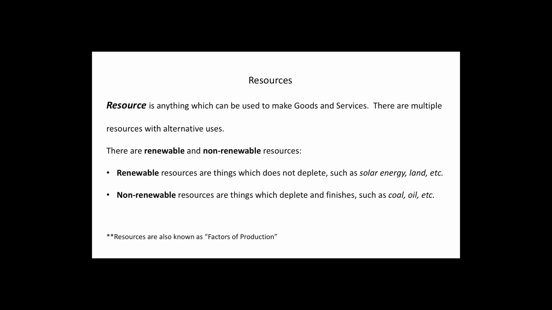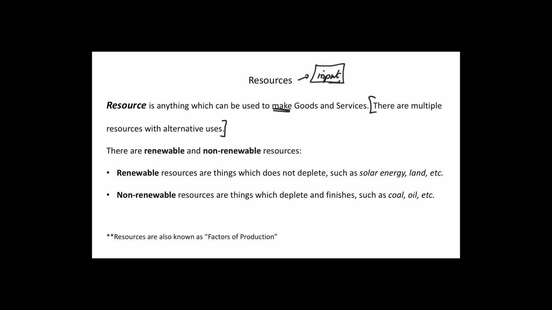So resource, when we talk about resource, it is an input. All right? Resource is an input which helps you produce an output. Resource is anything which can be used to make goods and services. And this is a very important line. Never ever forget that there are multiple resources with alternative uses. Every resource has alternative uses. That's where choice comes in then.